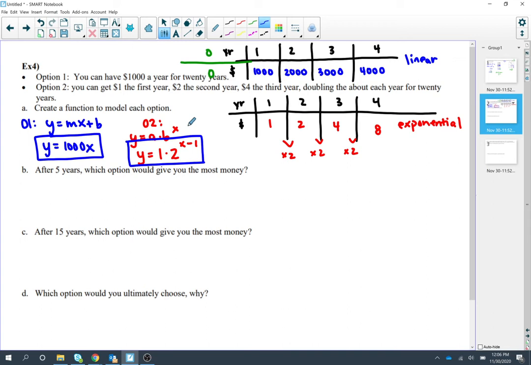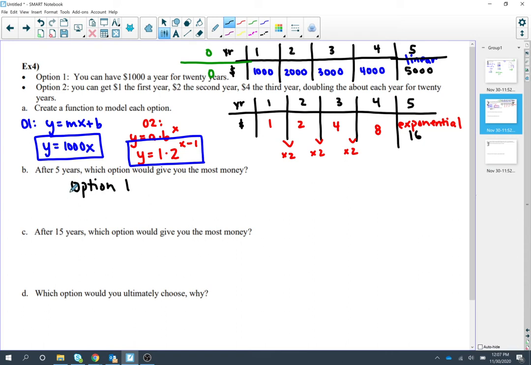Part B, after 5 years, which option would give you the most money? Well, we can do that two ways. We can either look at our tables or we can use our equations. If I look at my tables, I'm going to say, okay, 5 years. Well, 1,000, 2,000, 3,000, 4,000. I'm going to have $5,000. Or down here, I doubled. I'm going to have $16. So after 5 years, I'm going to go with option 1, because I'm going to have $5,000, not $16.